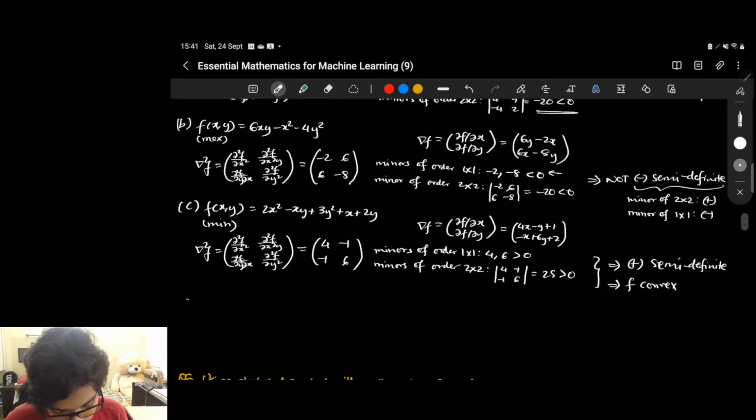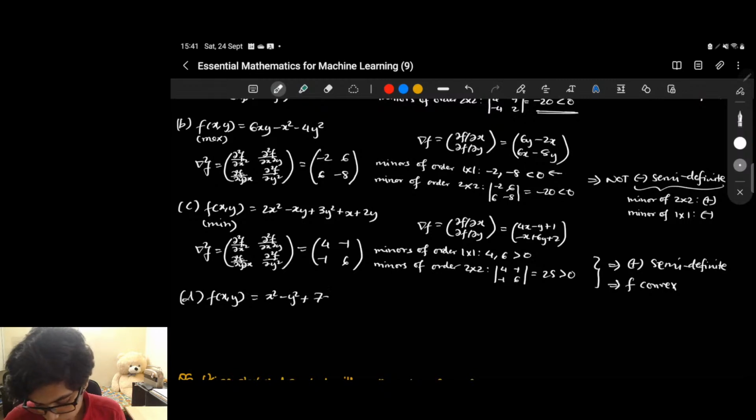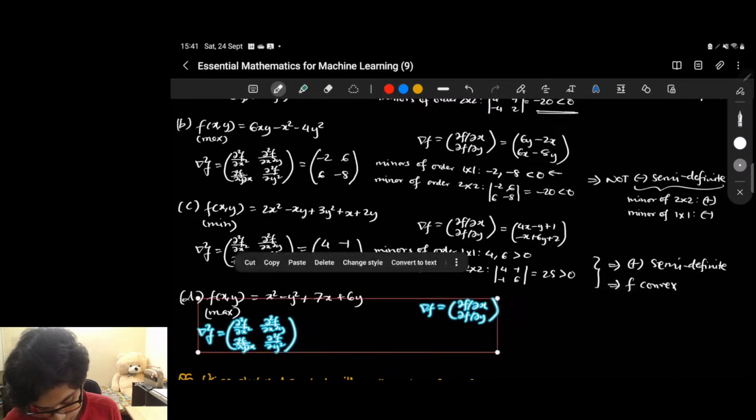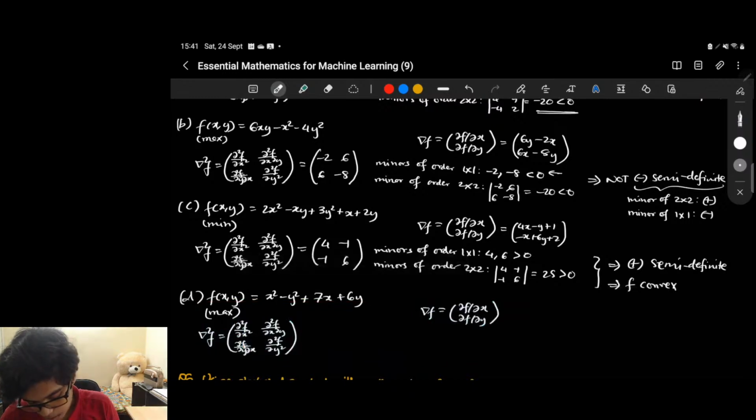Just for the sake of completeness, we will look at option D, although we have already arrived at the correct answer. The correct answer is option C. But still, for the sake of completeness, we should check the last option as well. So this is a maximization problem. So del f is as follows.